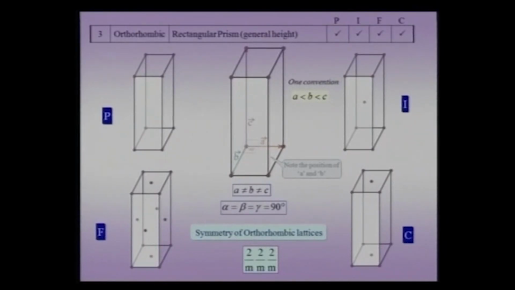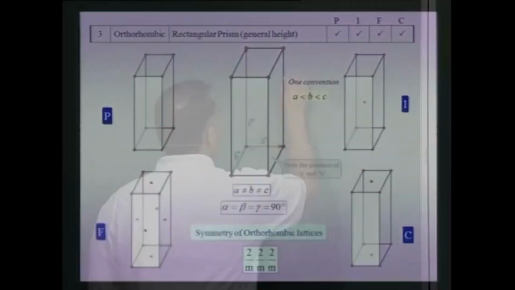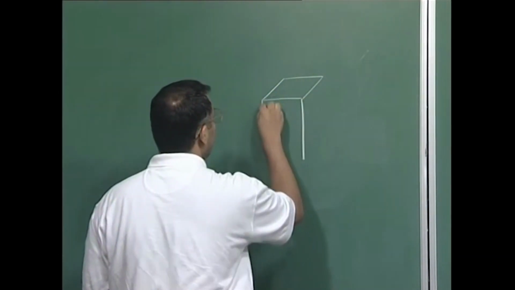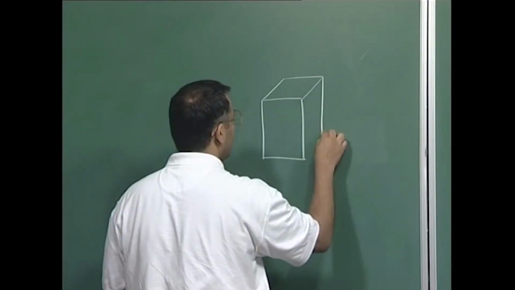That means each one of these directions would be a two-fold axis, and the mirror is perpendicular to it. So let me go down to the board and draw such a lattice just for the sake of convenience and see how we can get the 2/m symmetry. So this is, for instance, a general orthorhombic unit cell. Of course, I am not constraining the A's and B's as shown in the diagram, but I am just considering a random orthorhombic lattice.